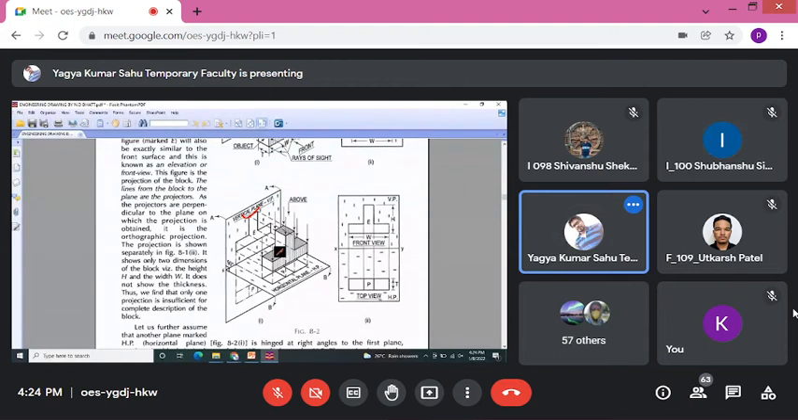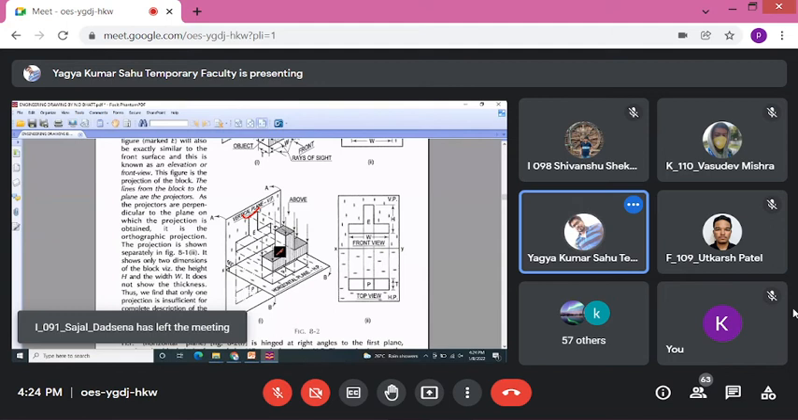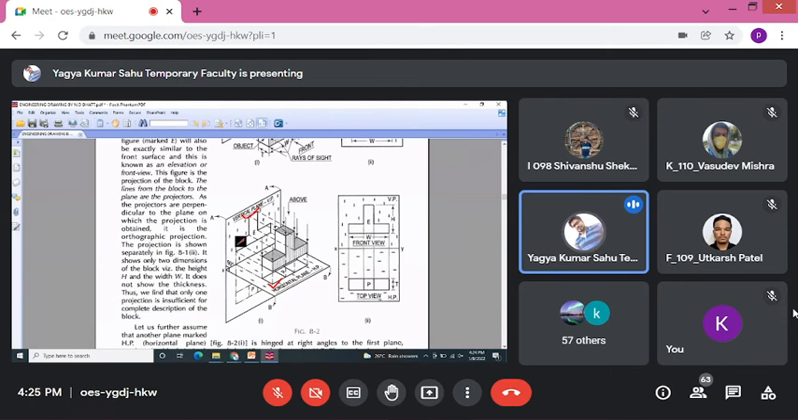So now if you draw a line perpendicular to the other plane, the horizontal plane, from the same point, the same contours of the object, you'll get the top view on the horizontal plane, and this one is the top view of the same object. The first one is the front view, you can see, and this bottom one is the top view.